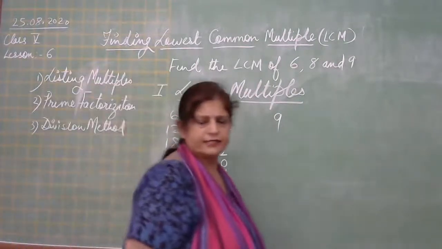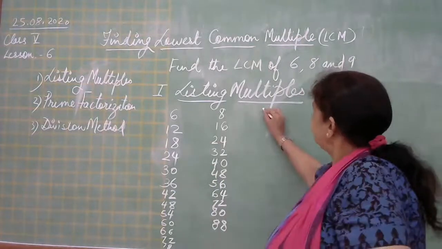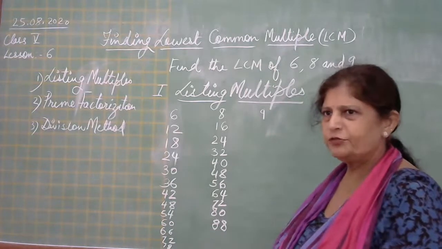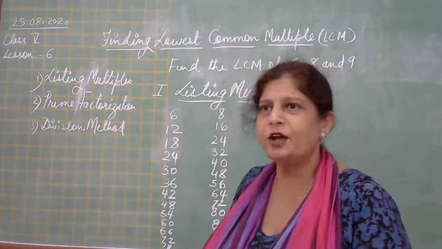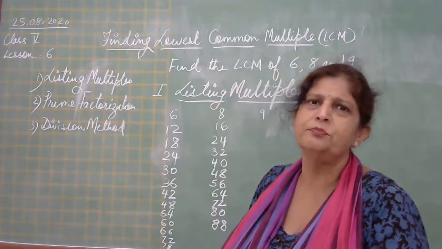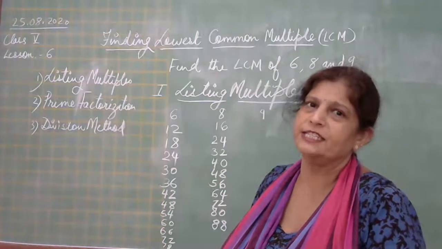Now we come to the next number, 9. We have 9 here, right? We'll write the multiples of 9 now. Yes, multiples of 9 means multiplication table of 9. Okay, multiples of 9 means simple multiplication table of 9. So you should know multiplication table of 9.